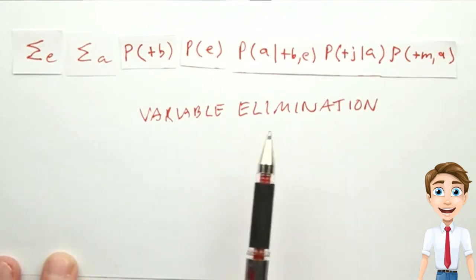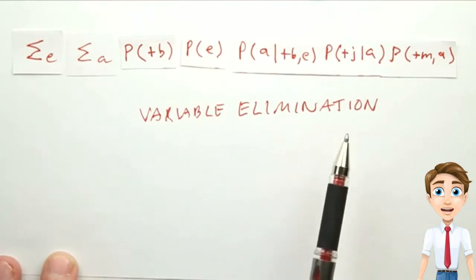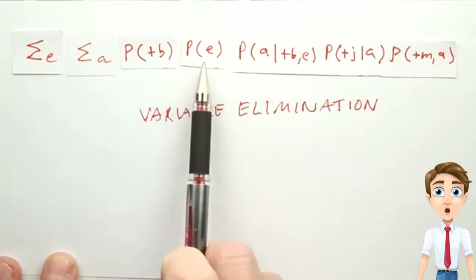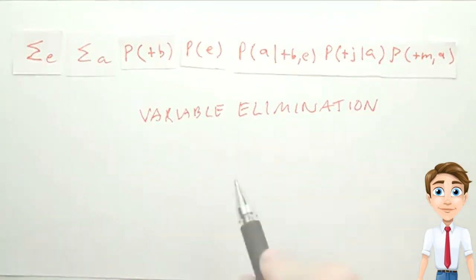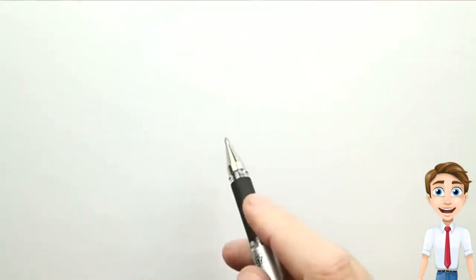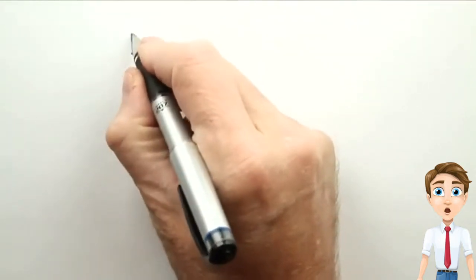It requires an algebra for manipulating factors, which are just names for multidimensional arrays that come out of these probabilistic terms. We'll use another example to show how variable elimination works. We'll start off with a network that has three Boolean variables.